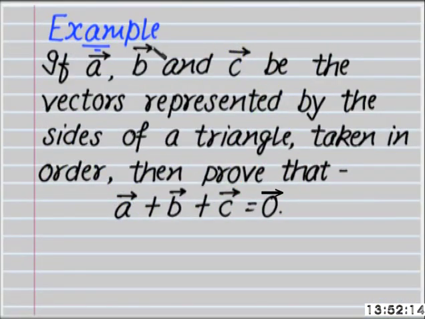Now let's see an example. If vector A, vector B and vector C be the vectors represented by sides of a triangle taken in order, then prove that vector A plus vector B plus vector C is equal to 0.